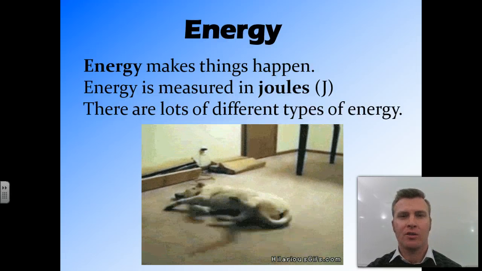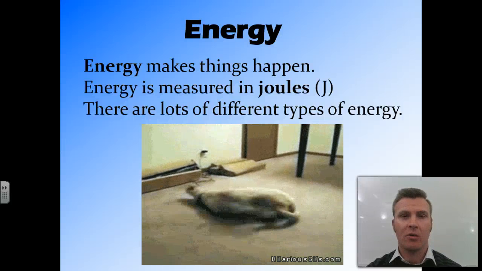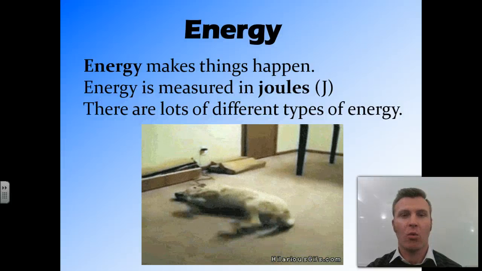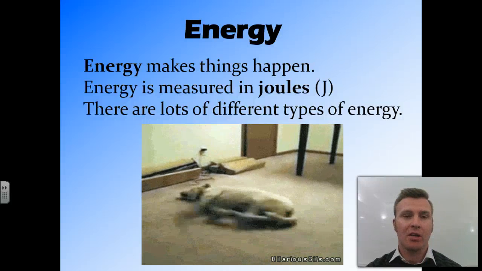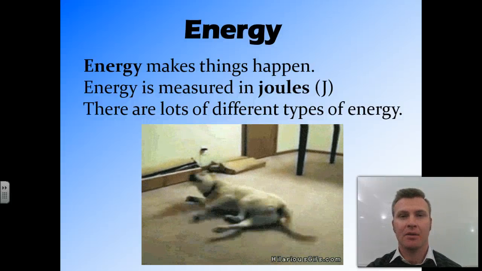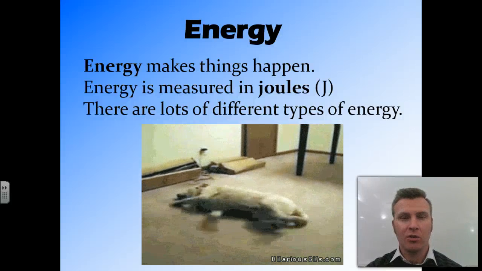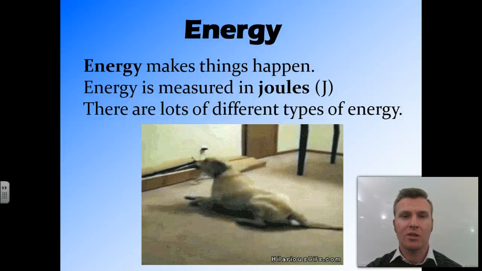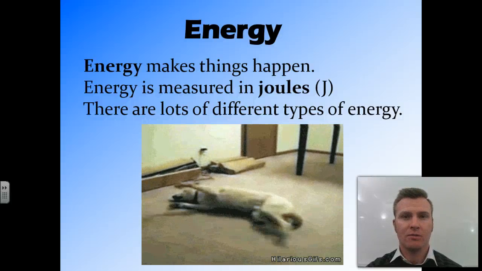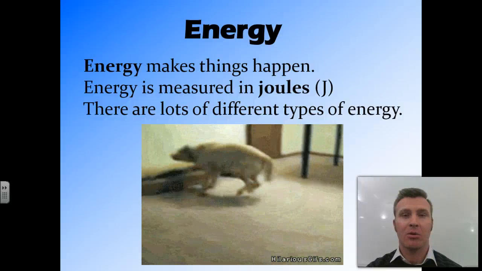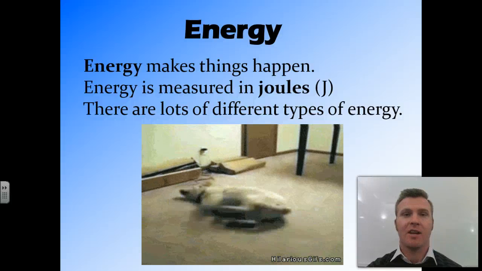Energy is a pretty hard word to describe, and different scientists working with energy have different definitions depending on what exactly the type of energy they're working with is. But the definition that we're going to use is that energy makes things happen. Conversely, nothing can happen without energy. So we've been looking at forces so far, and forces are created by energy. Energy is measured in the unit of joules, and the symbol for that is a capital J. And as you'll see from this video, there's lots of different types of energy.